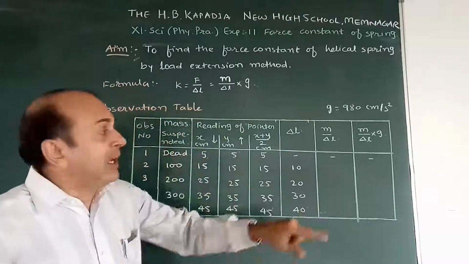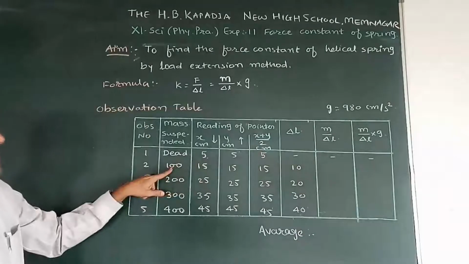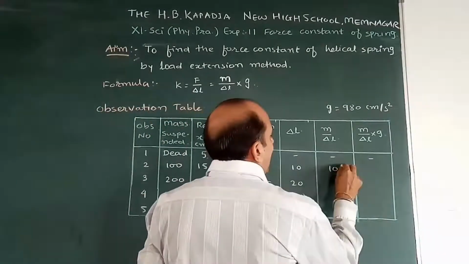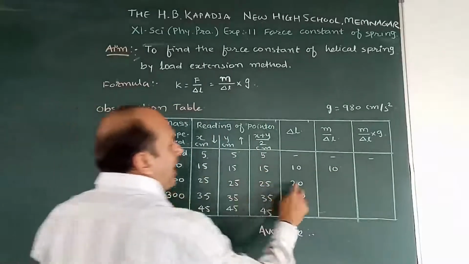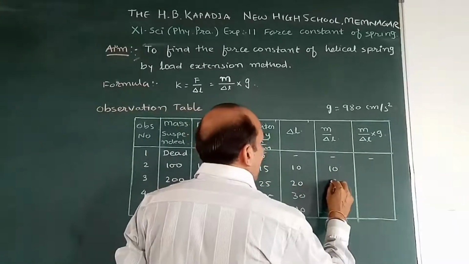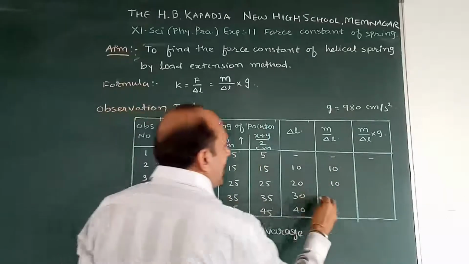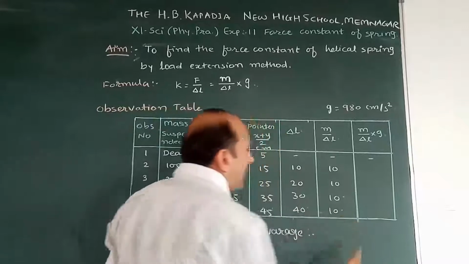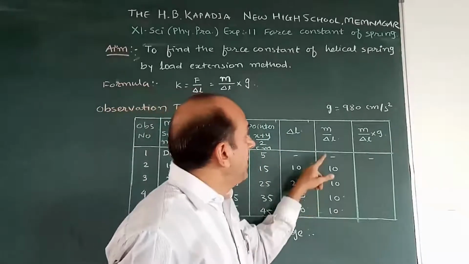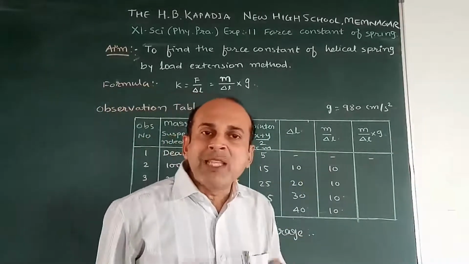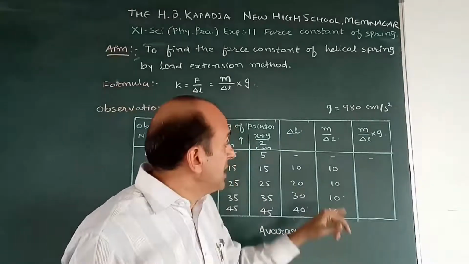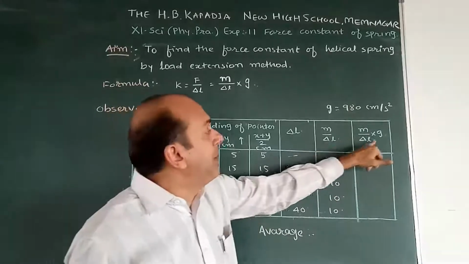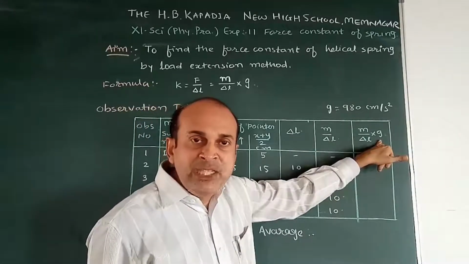Now we have to find m by delta L, where m is the mass suspended at the end of the spring. 100 divided by 10, you will get 10. 200 divided by 20 is again 10. 300 divided by 30 is again 10. And 400 divided by 40 is 10. That means m by delta L, the mass per unit length, is equal to 10. Now this m by delta L we multiply by the gravitational acceleration g.